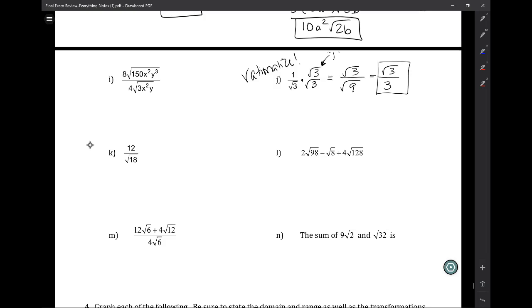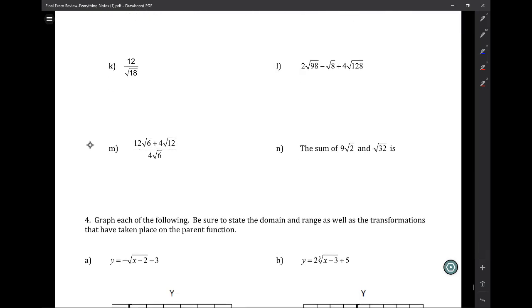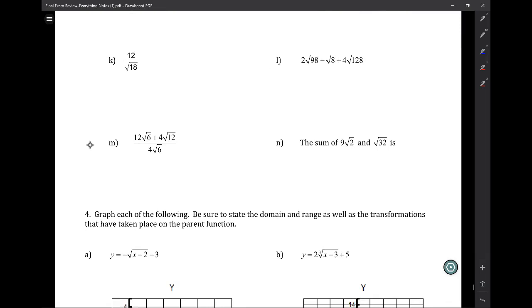We should do L and M, and then we're going to move on to graphing. Actually, we probably don't have to because we did one the other day. So we can probably skip those and move on to the last page. So let's do letter L and M, and then we'll skip to that last page there. So I can't add these the way that they are. They are not like radicals. So that tells me that I'm going to have to do a lot of splitting.